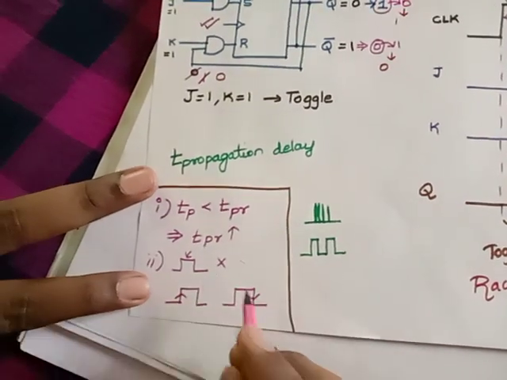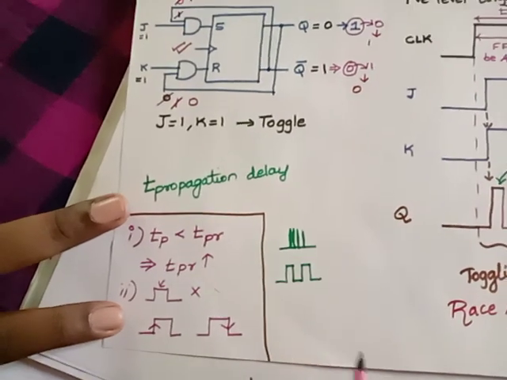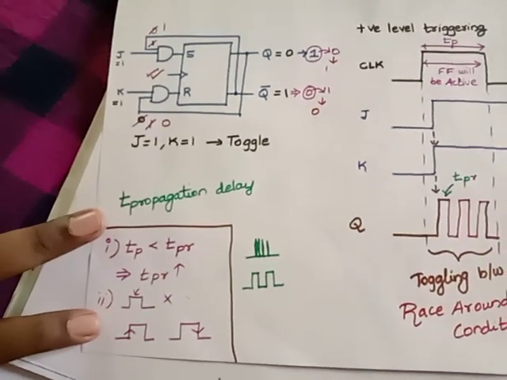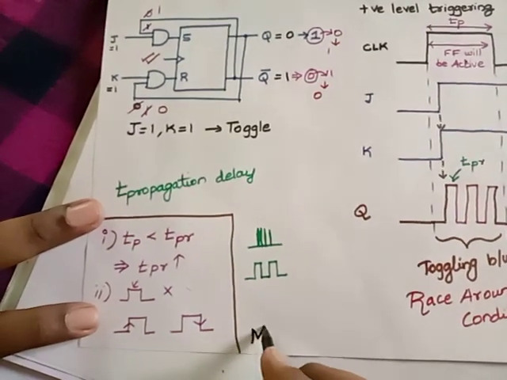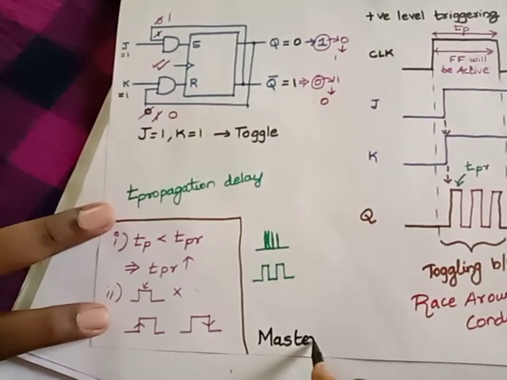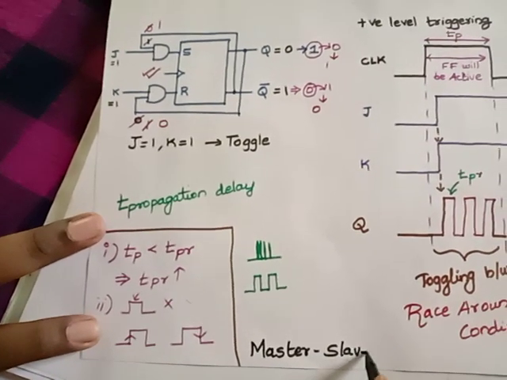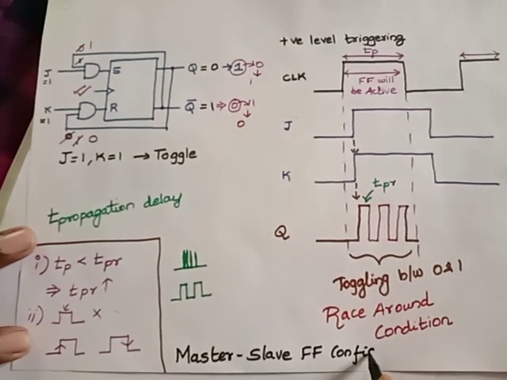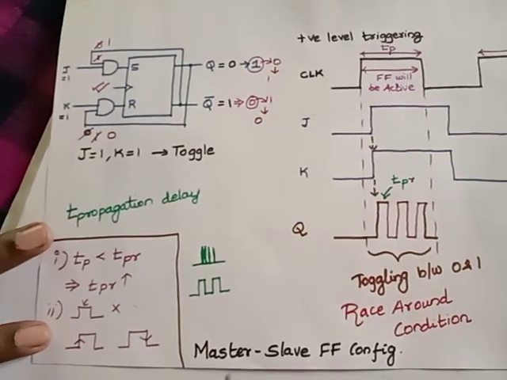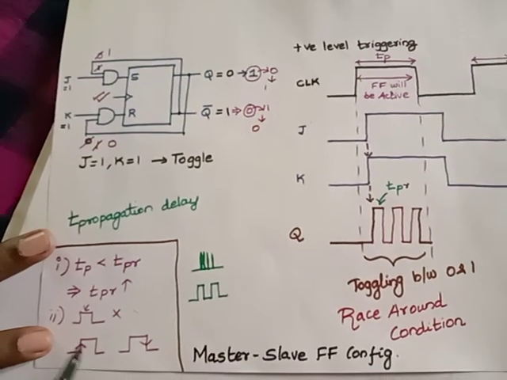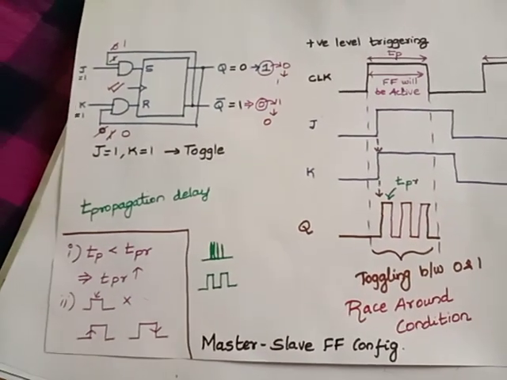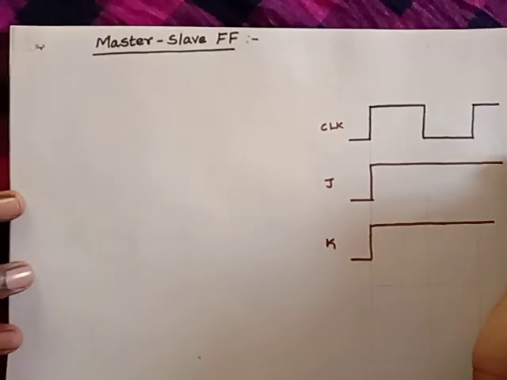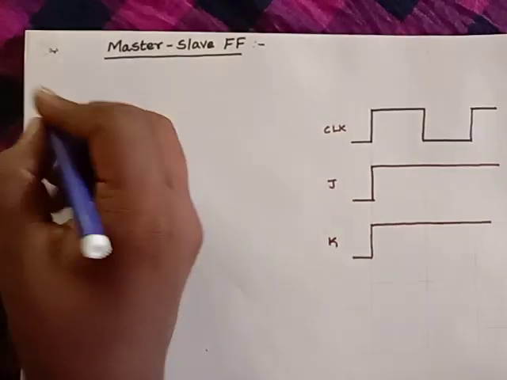Compared to these two conditions, we have found a more efficient way to solve this problem, and that is called the master slave flip-flop configuration. This one will give you comparatively better results when compared with these two methods. Now we'll see what is meant by master slave flip-flop.